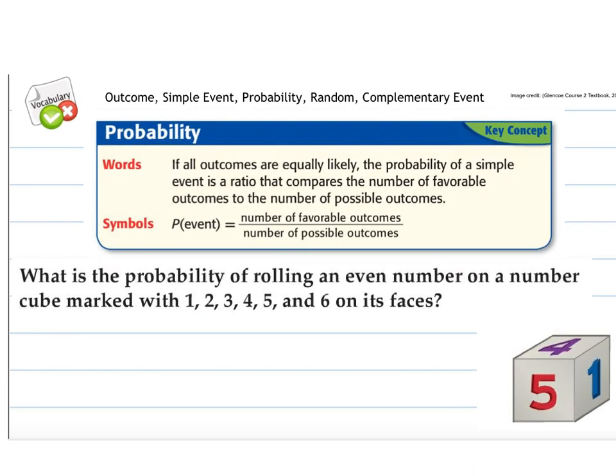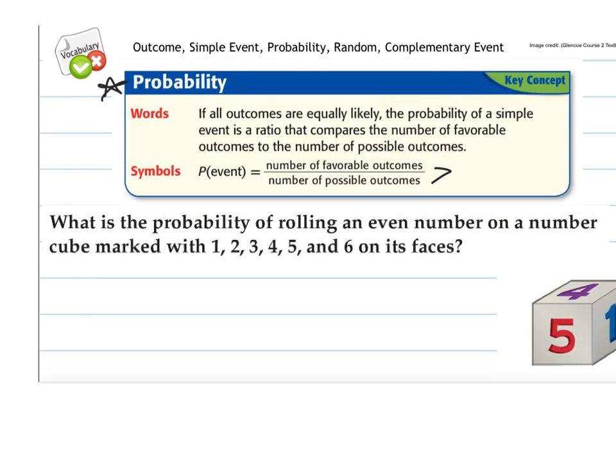Okay. Then I want you to write this box down for probability. If all outcomes, again, that's what happens when we do an event or roll a dice, flip a coin, whatever it might be. If all outcomes are equally likely, the probability of a simple event is a ratio that compares the number of favorable outcomes to the number of possible outcomes. So we'll do this as a fraction, number of favorable outcomes, what it is that you're looking for or that you're trying to get, over number of possible outcomes, however many outcomes there are. Okay. So we'll go through this after we go through an example here.